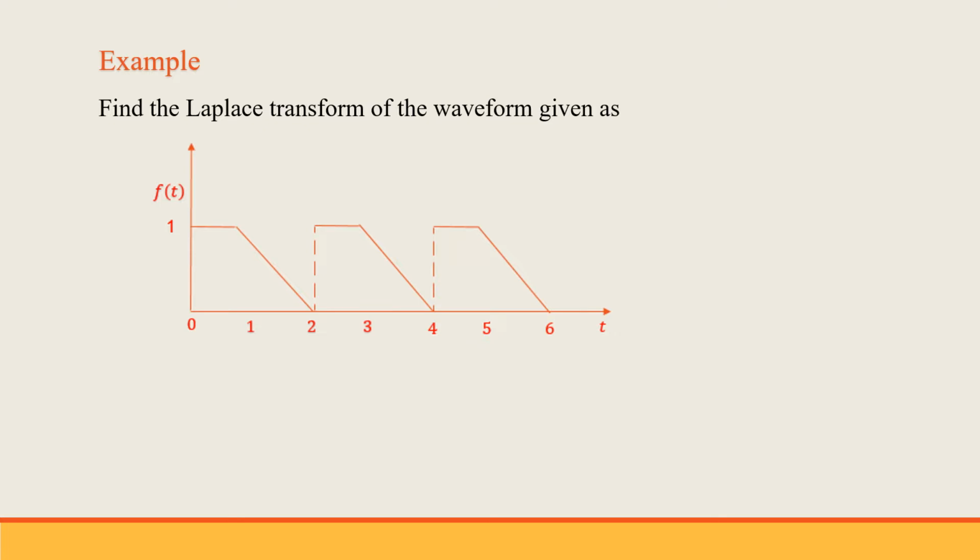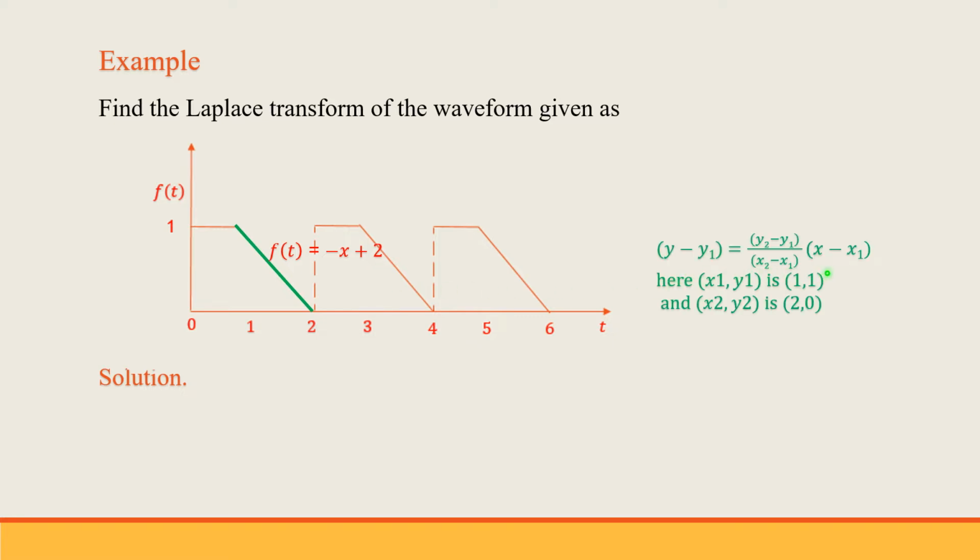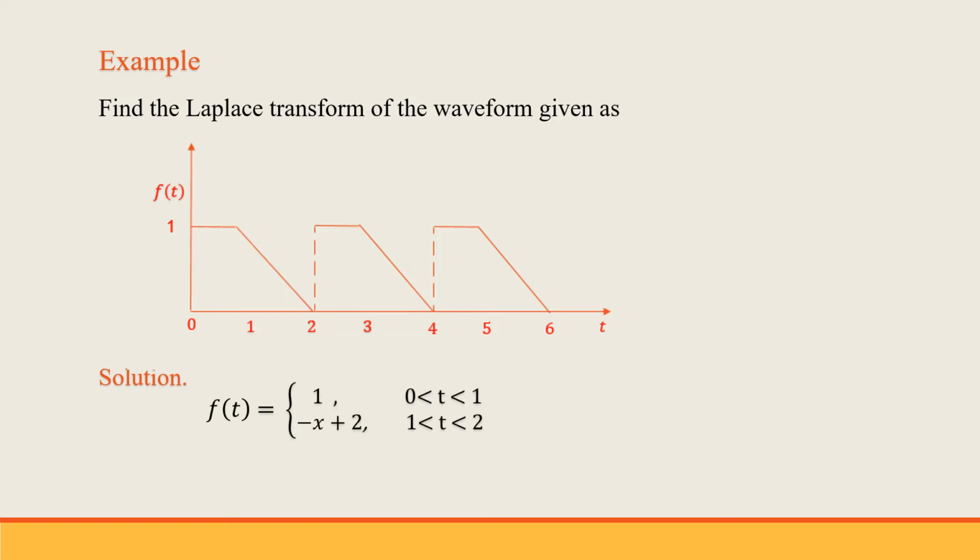So, we have to find the Laplace transform of the given periodic waveform. Now, look carefully. This waveform is addition of two functions. From 0 to 1, the value of f(t) is 1. And from 1 to 2, the value of the function f(t) is minus t plus 2. You can easily find this by using the equation of a straight line passing through two points, from (1, 1) to (2, 0). So, we get our function f(t) as 1 for t greater than 0 and less than 1, and minus t plus 2 for t greater than 1 and less than 2.